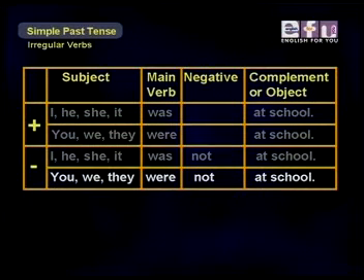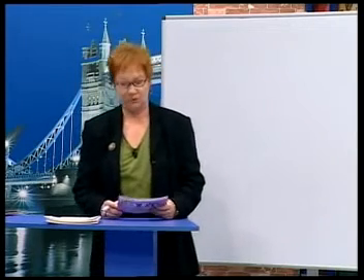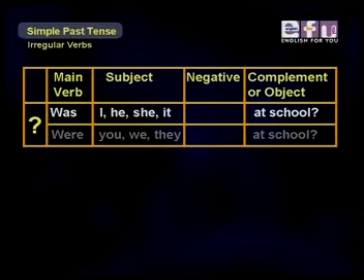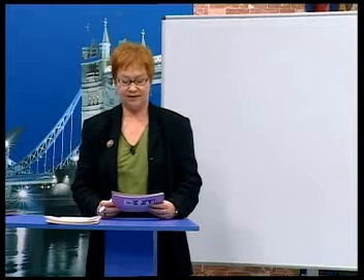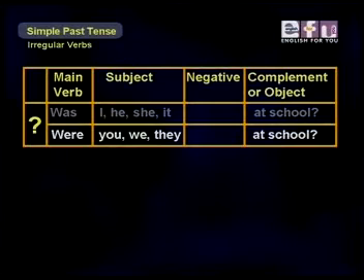And of course, you, we, they were not at school. You were not at school. Subject, main verb, negative, and complement. Now with questions, we change it. Was I, she, he, it at school? Was I at school? Or were you, they, we at school? Were you at school? Okay, so you have the verb, the subject, and the complement.